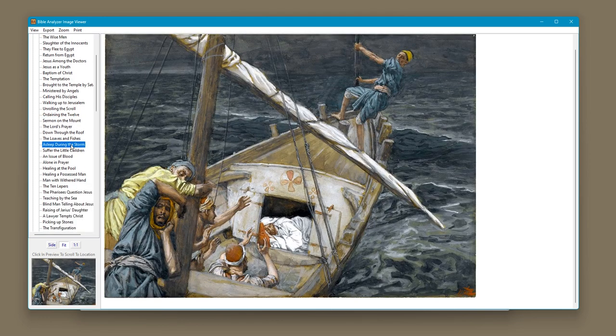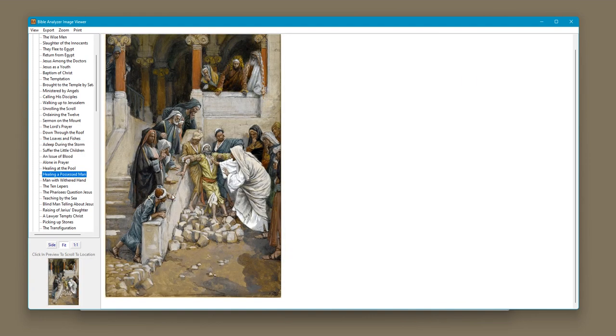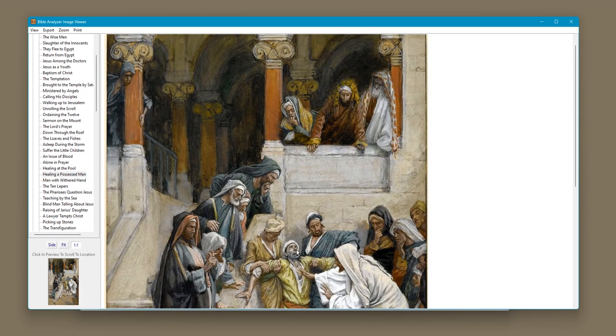Here he is asleep during the storm. Here he is healing a possessed man. Look at the detail in these faces. Look at the possessed man's face. Look at him. Look at all of these faces. I mean, the man was a master artist, and he spent a lot of time studying the human form.